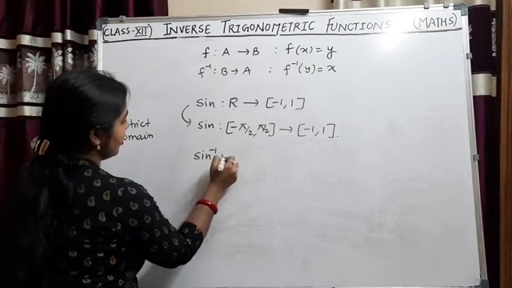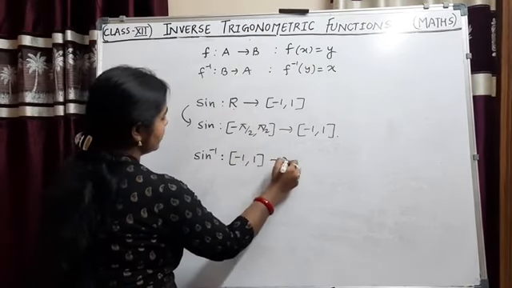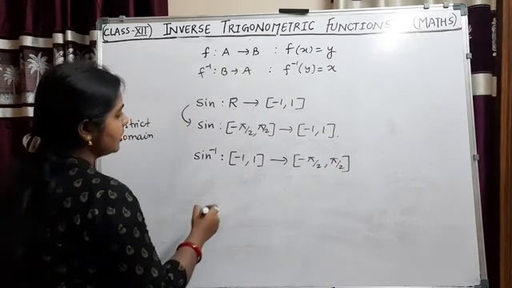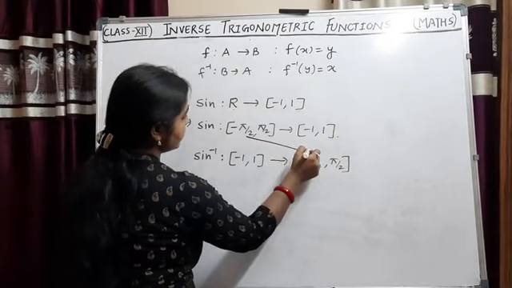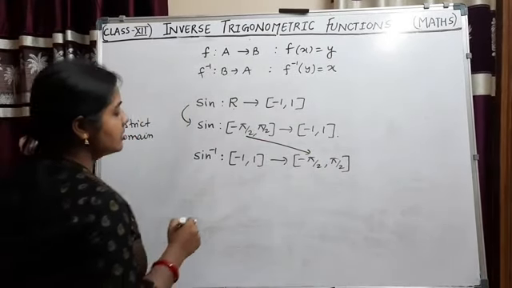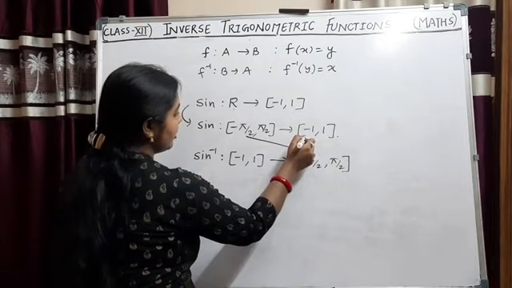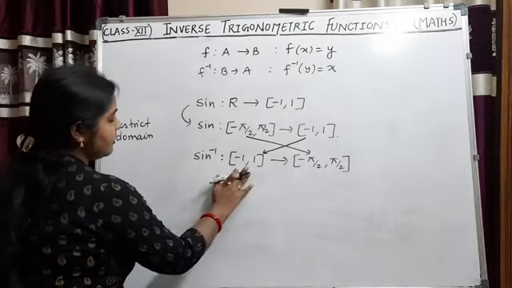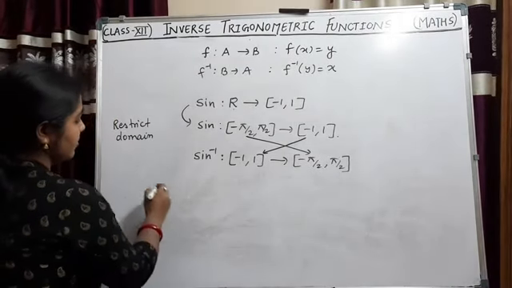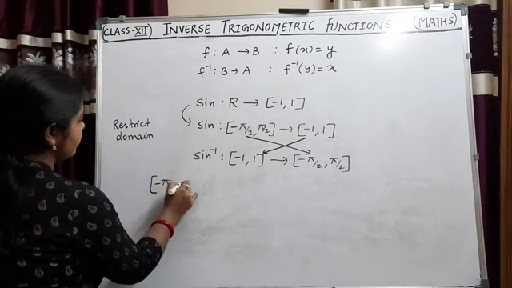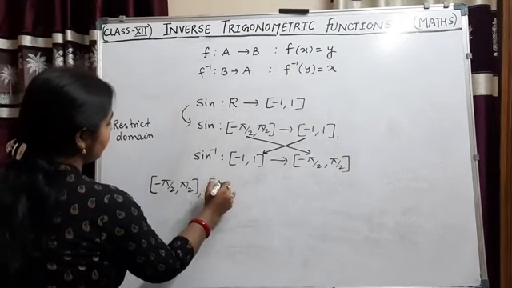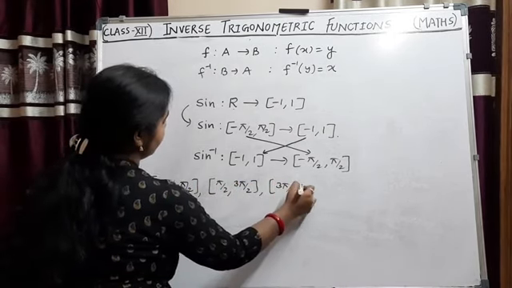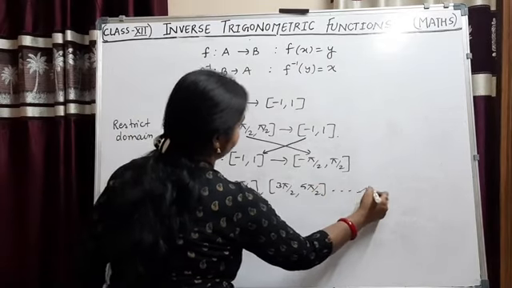So sine inverse from minus 1 to 1, the range is minus pi by 2 to pi by 2. Here you can see the domain of the sine function equals the range of sine inverse, and the range of the sine function equals the domain of sine inverse. Similarly, we can take other branches also, means here we have taken minus pi by 2 to pi by 2. We can take pi by 2 to 3 pi by 2 also. We can take 3 pi by 2 to 5 pi by 2 also, and so on.